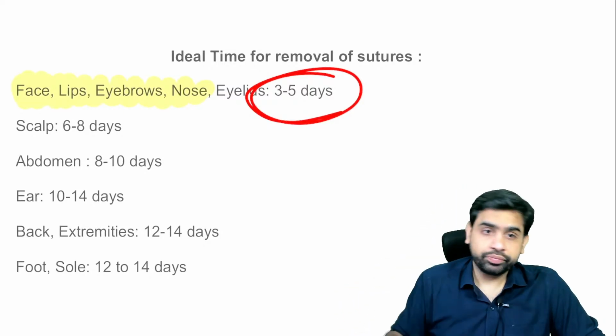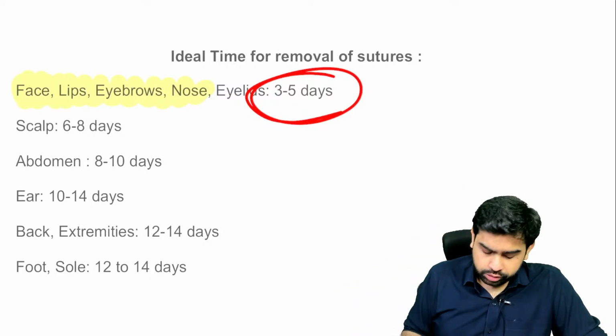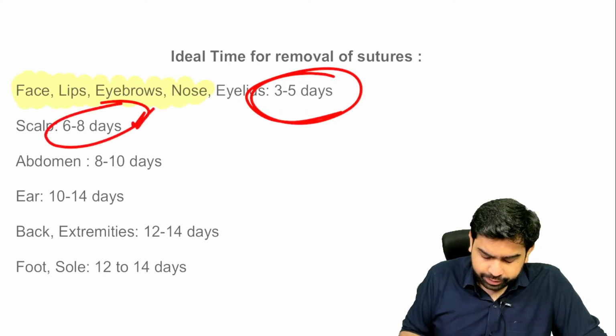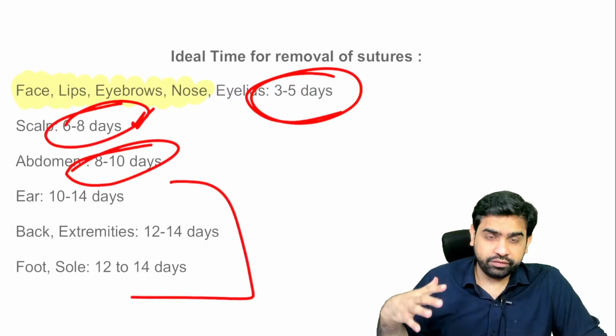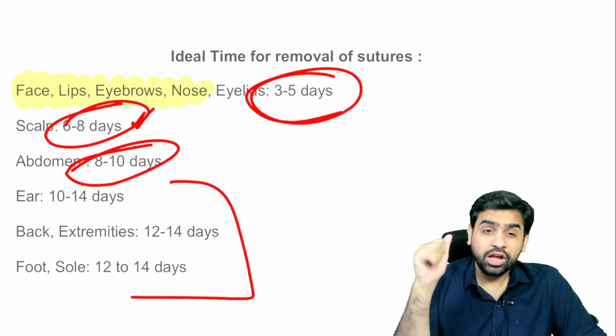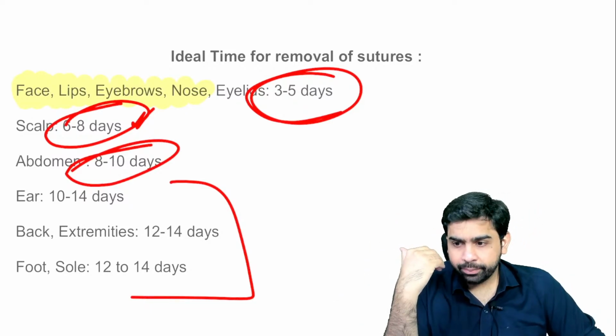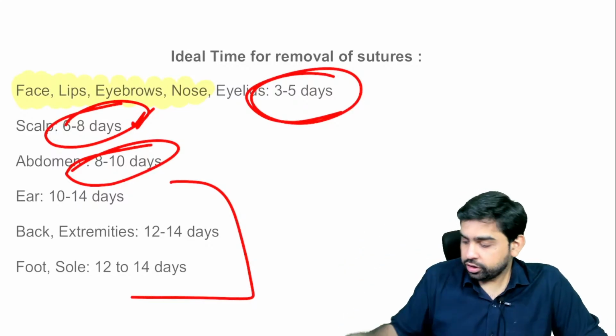Okay, now what about the scalp and so on? You can just remember the other things as well. Scalp, it is around 6 to 8 days. Abdomen is around 8 to 10 days. Ear, back, foot, extremities, everything, it is around 12 to 14 days or something like that. Just remember. They might not ask you this directly, but they might ask it like this.